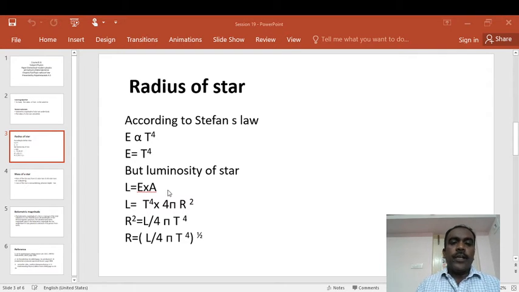It can be calculated by using the relation R is equal to (L by 4 pi sigma T to the power of 4) to the power of half. This is the equation used to calculate the radius of the star.